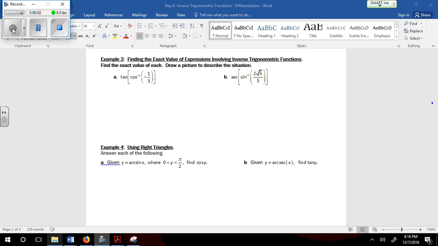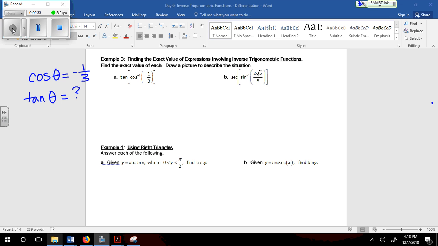All right, in the next example, we're going to try and evaluate tangent given that we know information about cosine. So the inverse of cosine is negative 1/3. That means that cosine of some angle will equal negative 1/3. And what we're trying to do is evaluate cosine of that angle. I'm sorry, tangent of that angle.